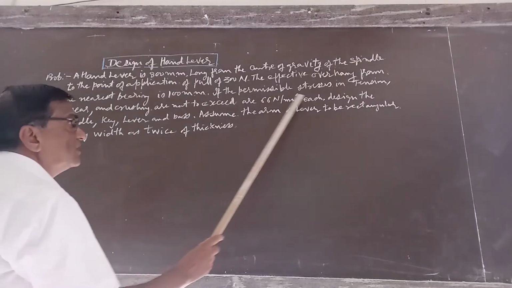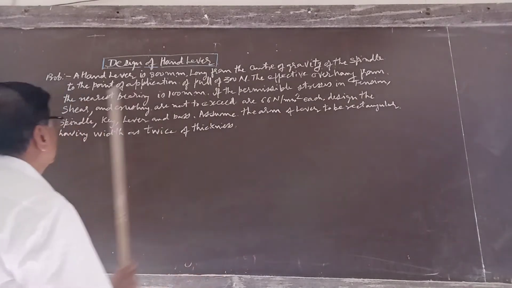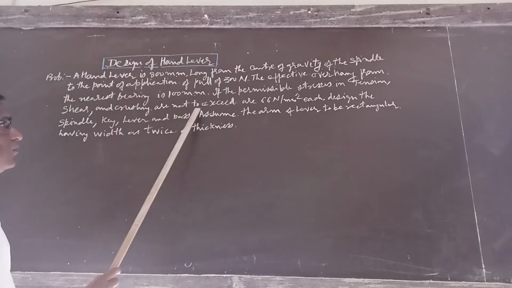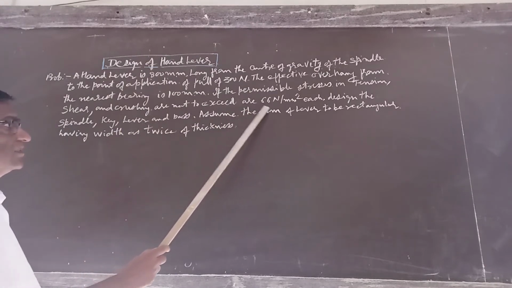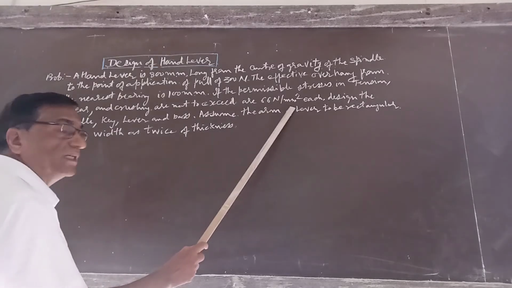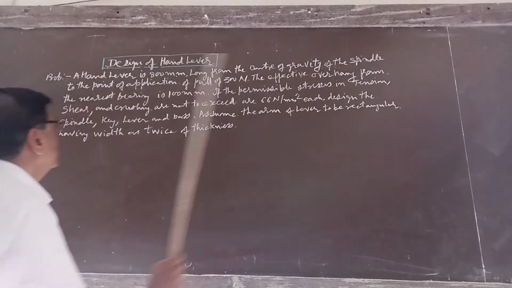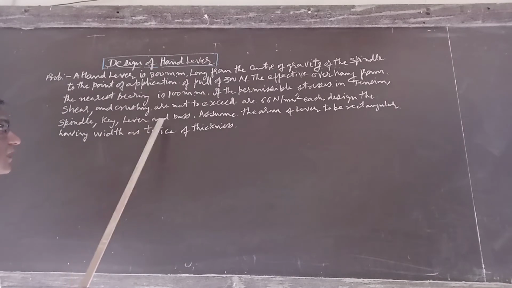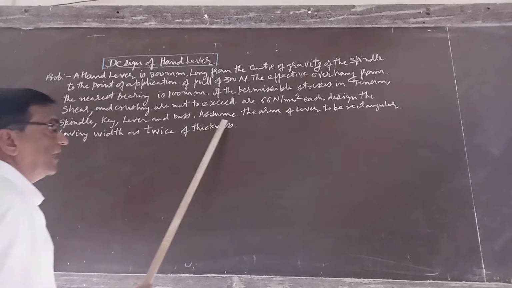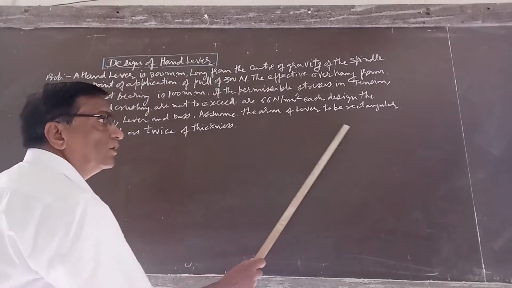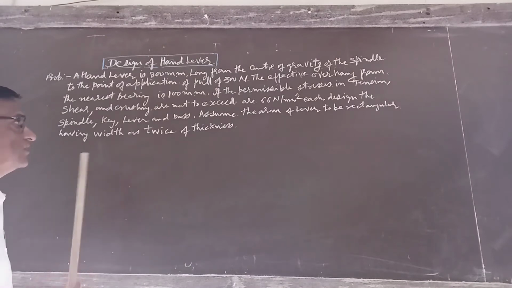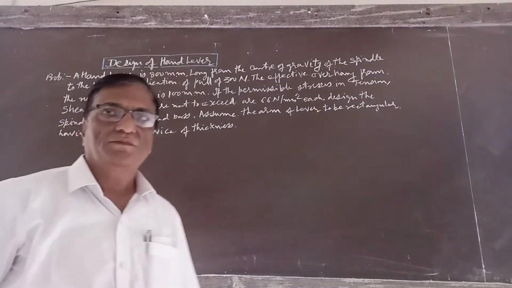If the permissible stresses in tension, shear and crushing are not to exceed 66 Newton per mm square each, design the spindle, key, lever and boss. Assume the arm of lever to be rectangular, having width as twice of thickness.